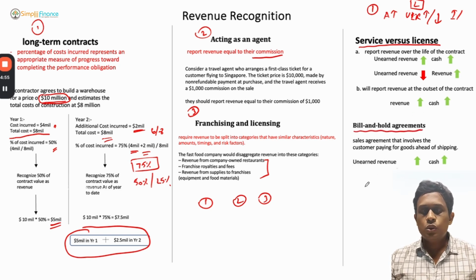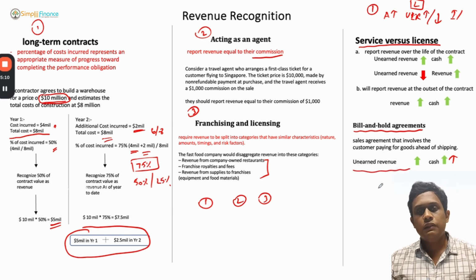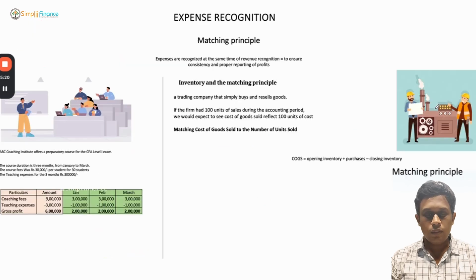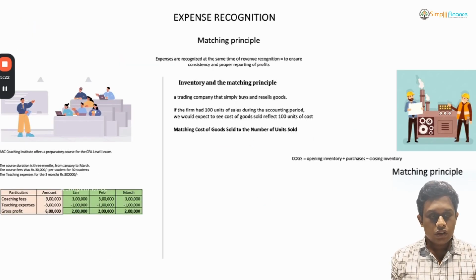Okay. Next is on the bill and hold agreements. That is those inventories which have not left your godown, but you have billed them to your customer. So the customer pays you beforehand, so your cash increases and unearned revenue increases. Once the inventory is shipped out of your godown, then the unearned revenue reduces, and this is offset by an increase in income, that is revenue. This was your first LOS.